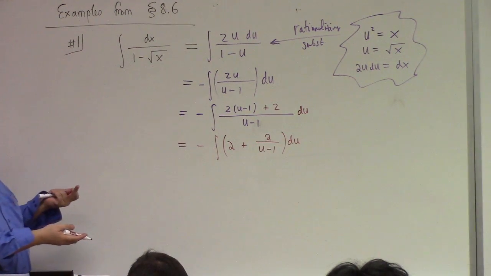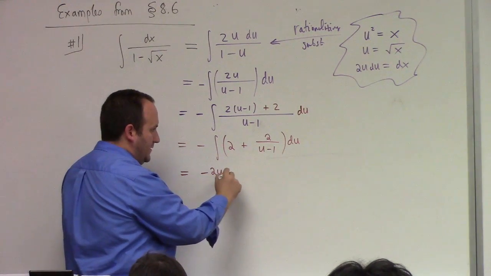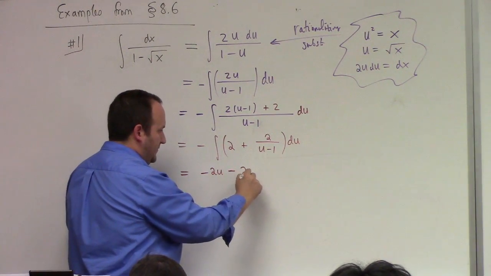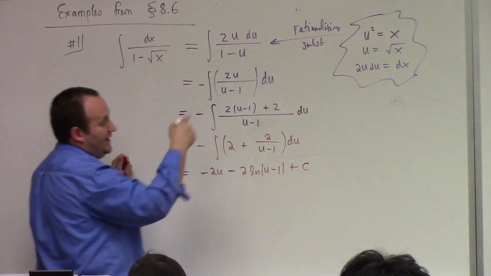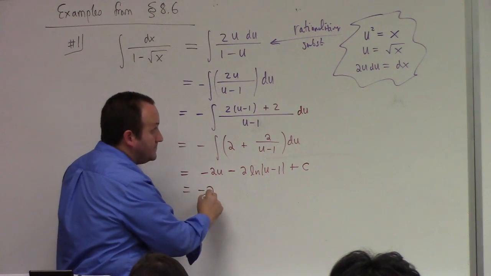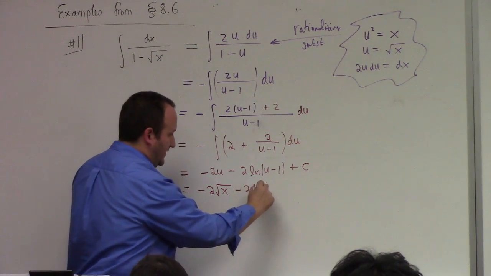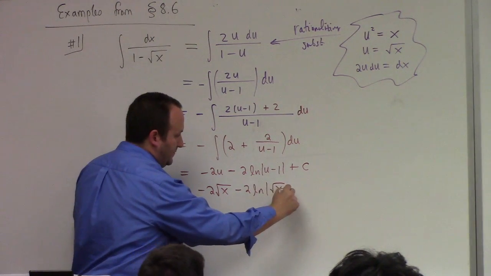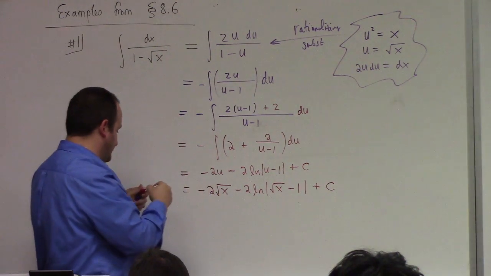That I know how to integrate. So what do I have? I have minus 2u minus 2 times the natural log of the absolute value of u minus 1 plus a constant, or going back to x, we got what? Minus 2 square root of x minus 2 the natural log of the absolute value of the square root of x minus 1 close absolute value plus constant, answer.